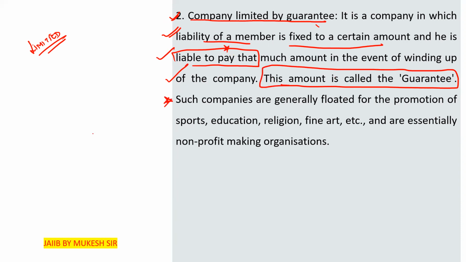Such companies are generally floated for the promotion of sports, education, religion, fine art, etc., and are essentially non-profit making organizations.